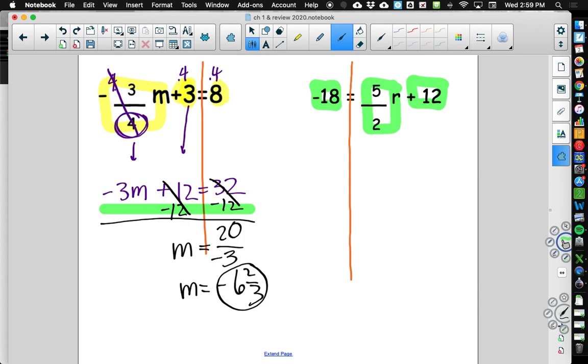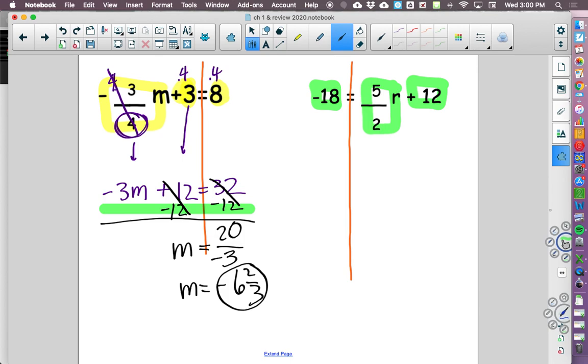So take a minute and hit pause on the video, and I want you to try seeing which parts you would multiply on this one in order to eliminate your fraction. Once you've paused the video and written it out, then I want you to unpause the video and see if yours matches mine.